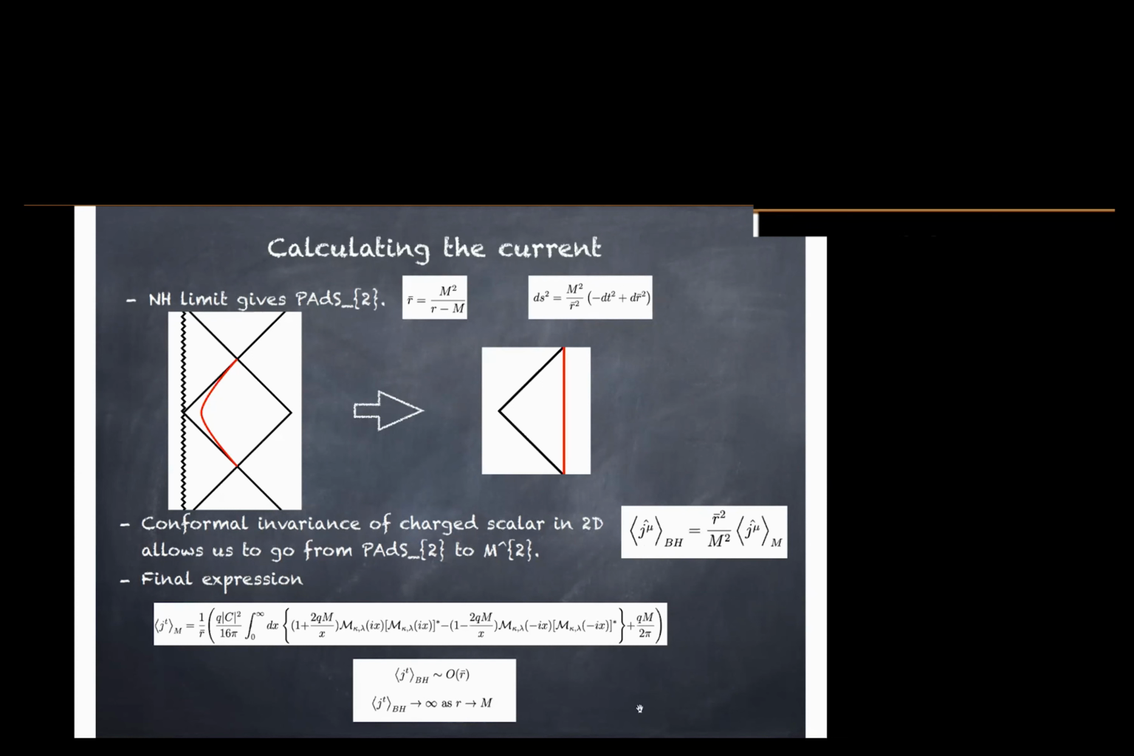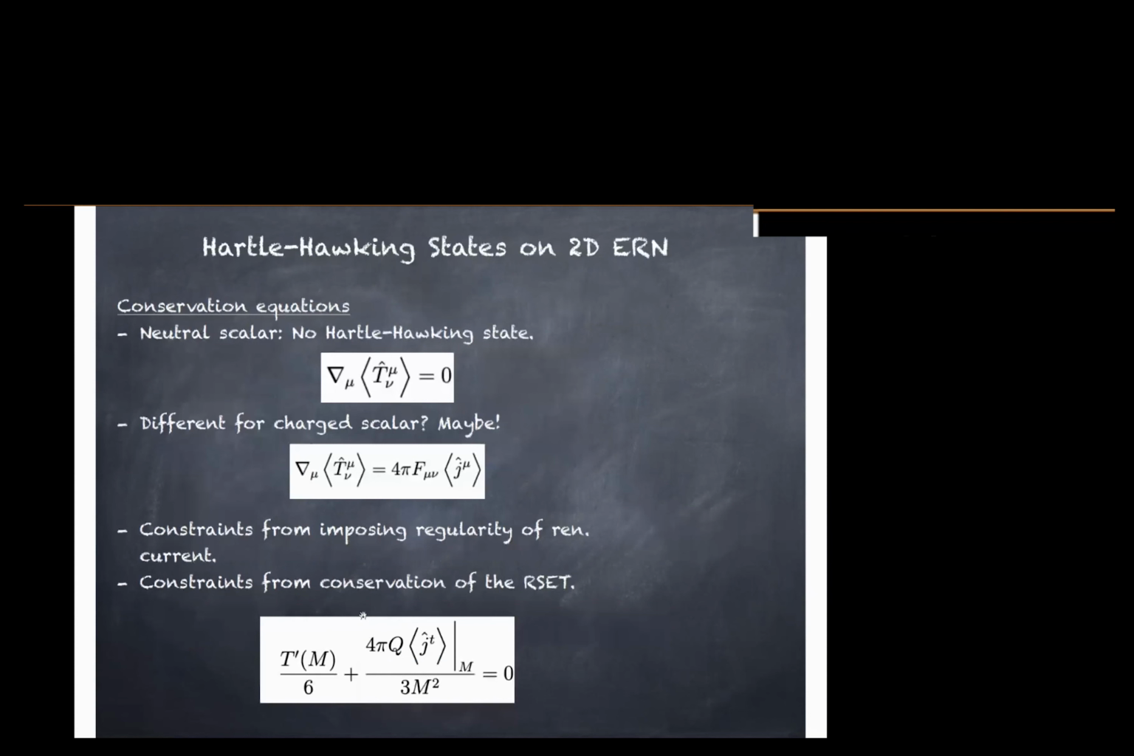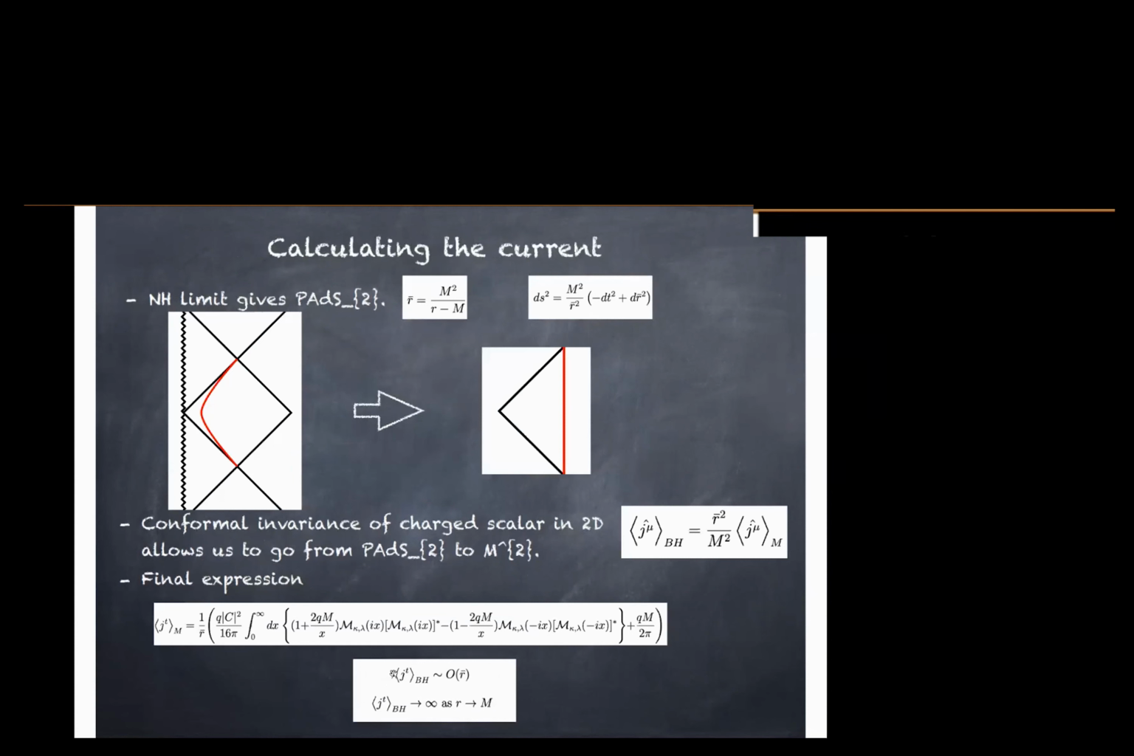So this certainly doesn't satisfy our constraints for the state we're interested in. It doesn't even satisfy the constraints for the current, let alone the constraint equation for the renormalized stress energy tensor. So this tells us that the state we calculated this in, which was actually the Boulware state, doesn't coincide with the Hartle-Hawking state, which we investigated motivated by investigations from the neutral scalar in 4D, where the Hartle-Hawking state and Boulware states do coincide.